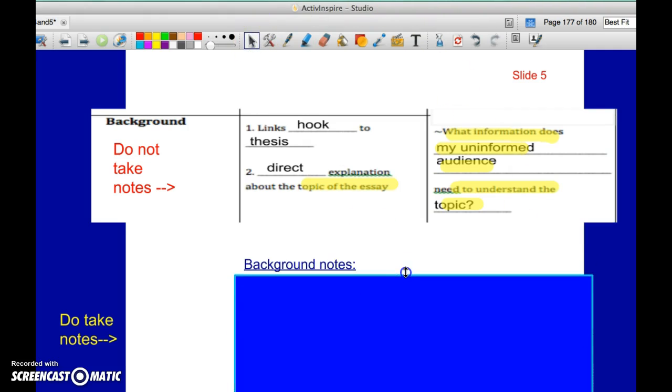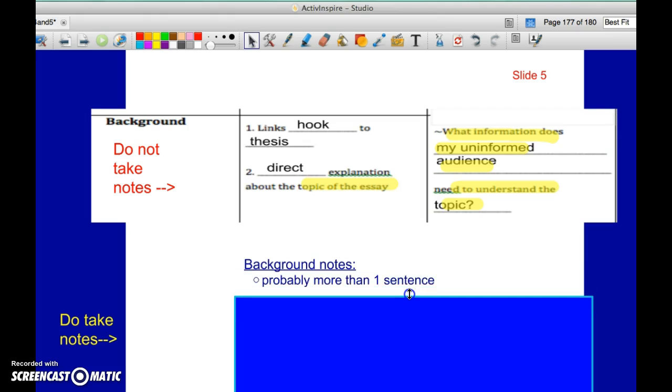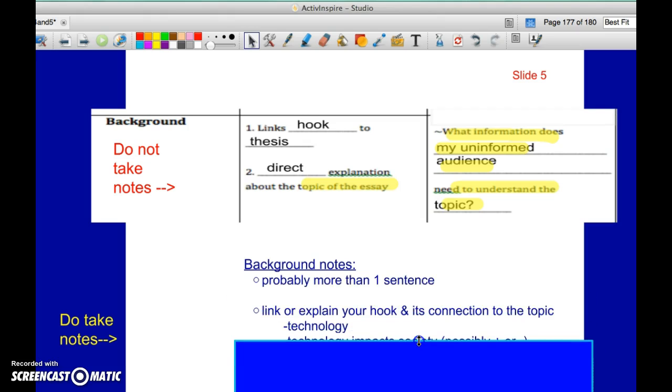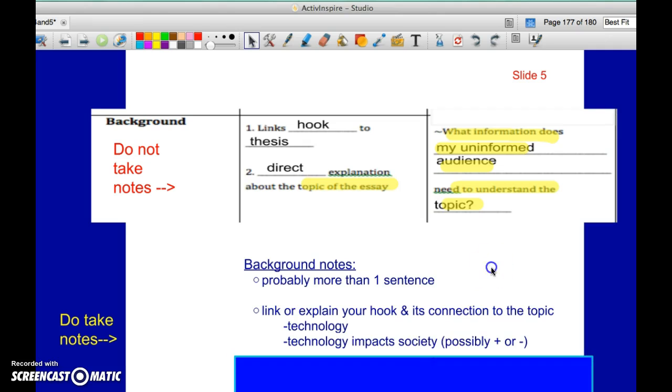So, notes about background. 1, your background's probably going to be more than one sentence, and that's okay. 2, the background is where you link or explain your hook and its connection to the topic. So in our essay, the topic is technology, and going beyond that, technology impacts society, and that impact could be positive or it can be negative.